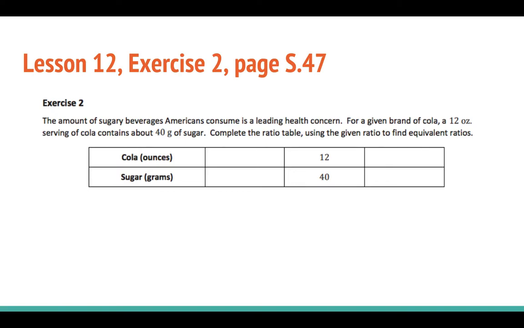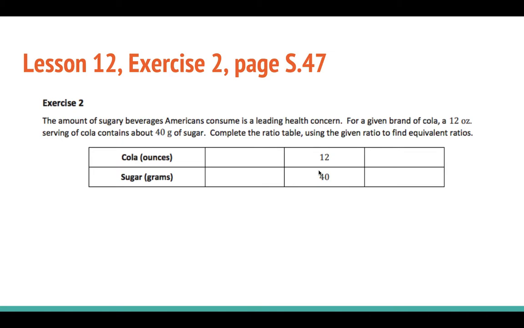Exercise 1 would have been your warm-up for today. So we are starting with exercise 2, which can be found on page S47. It reads, the amount of sugary beverages Americans consume is a leading health concern. For a given brand of cola, a 12-ounce serving of cola contains about 40 grams of sugar. So this is where we have it on our chart right here.